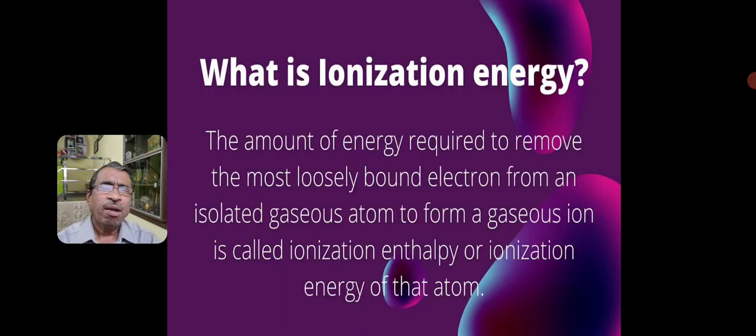Coming to what is ionization energy or ionization enthalpy, both are the same. It is the amount of energy required to remove the most loosely bonded electron from an isolated gaseous atom to form a unipositive gaseous ion. This is known as ionization enthalpy or ionization energy of that atom.